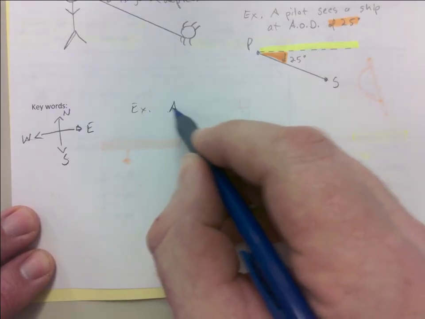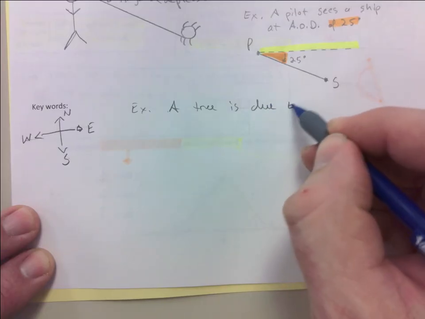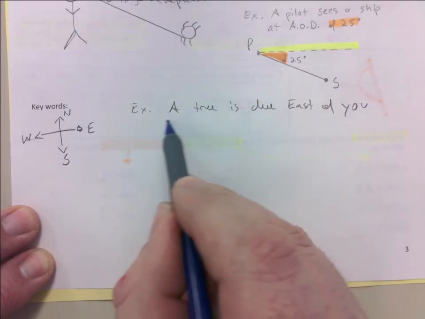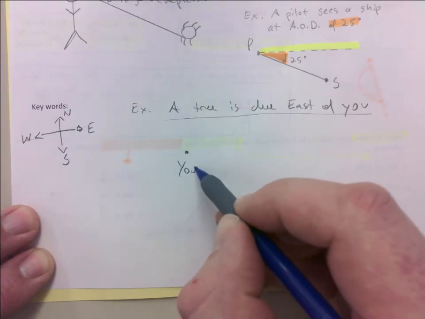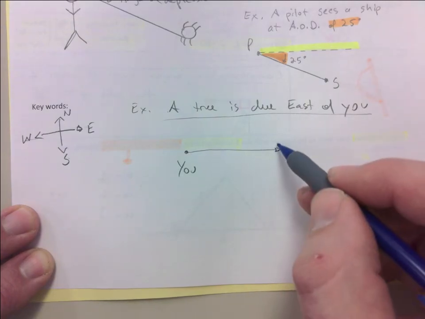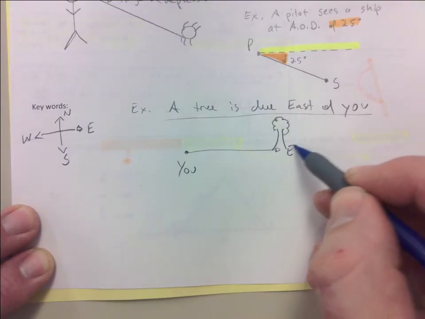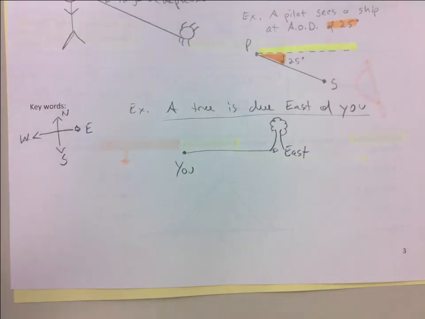Example, a tree is due east of you. What if a question says a tree is due east of you? That means that you are here, and where is east? It's to the right. This is where the tree goes. Okay, that's all I need you to know, okay?